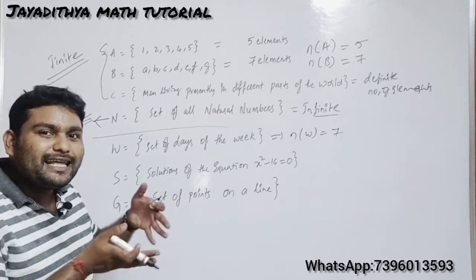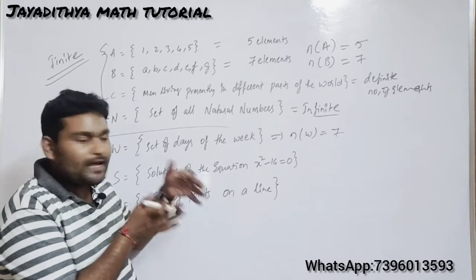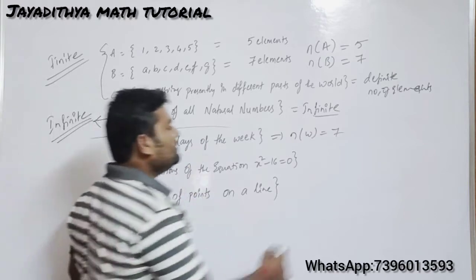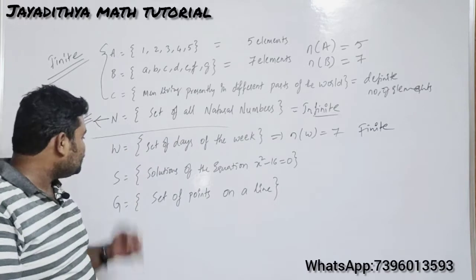Whenever you can state the number of elements in the set, the set has some definite number of elements. That means what kind of set is it? It is nothing but a finite set. Let us go for the next one.